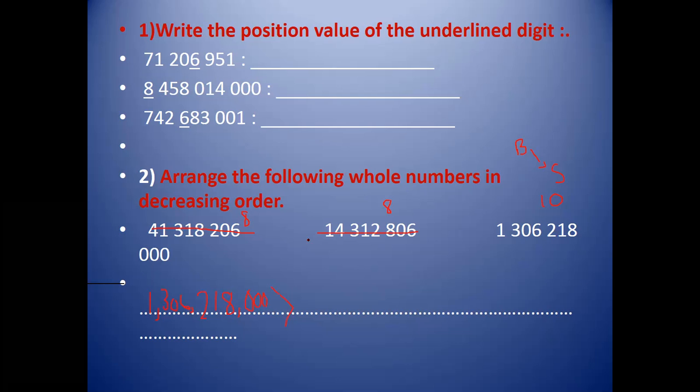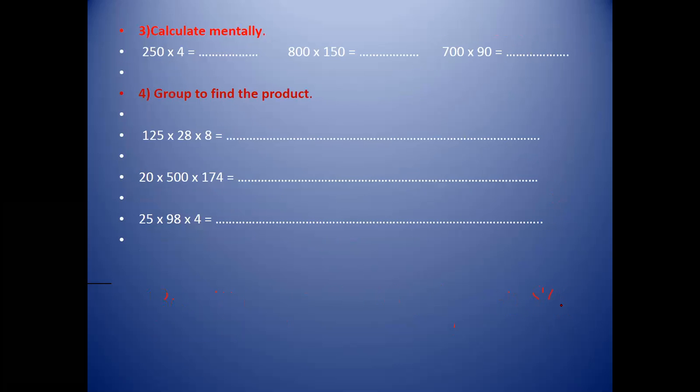Then we have 2 numbers composed of 8 digits, so we'll compare them digit by digit, starting from the left side, 4 and 1. Which one is the biggest? 4. So we have to start with 41,318,206. We still have one number, 14,312,806.